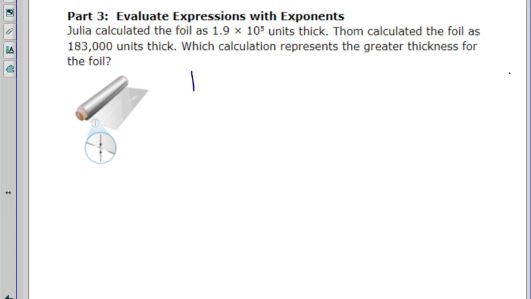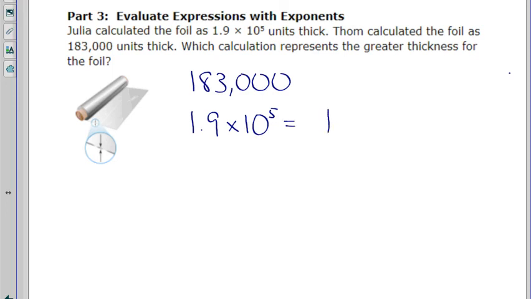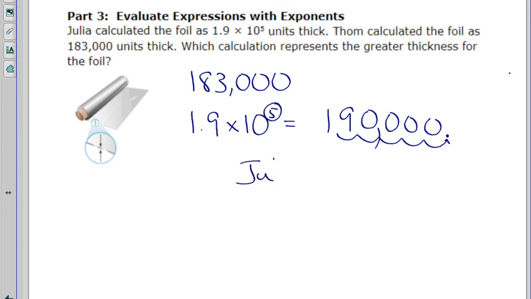So we're comparing 183,000, we know what that is, to 1 9/10 times 10 to the 5th. Well, we just learned that that exponent tells me how many places to move my decimal. So I have my 1 and my 9, and my exponent is a 5, so it's going to go over 1, 2, 3, 4, 5, fill in with zeros, 1, 2, 3 there. So it looks like the greater thickness is what Julia calculated.